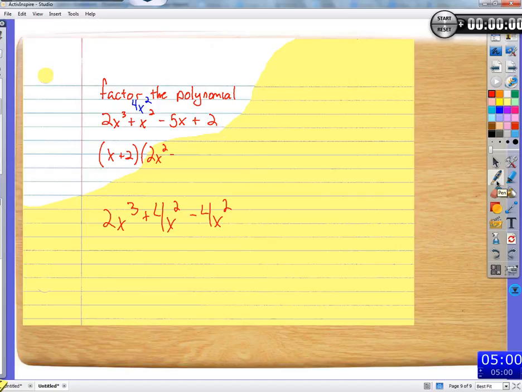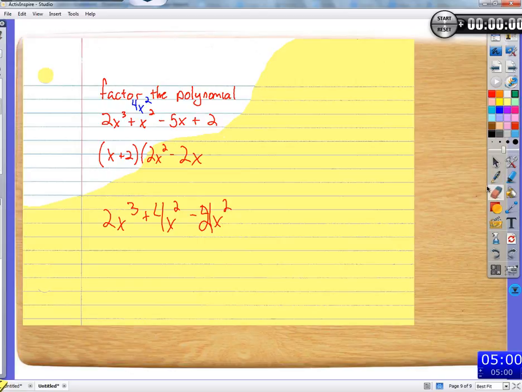Anyway, so put a minus 2x there instead. Okay, let's see what happens then. Well, the 2x squared is still going to give us 2x cubed plus 4x squared. It keeps doing that, right? So what are we going to get here? Negative 2x times x gives us minus 2x squared. So how many x squareds do we have? 2x squared. How many do we want? One. We want to only have 1x squared.